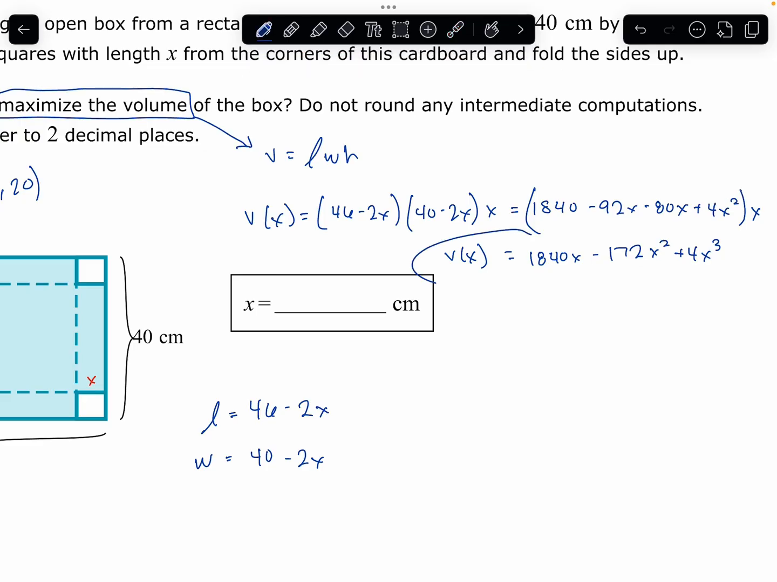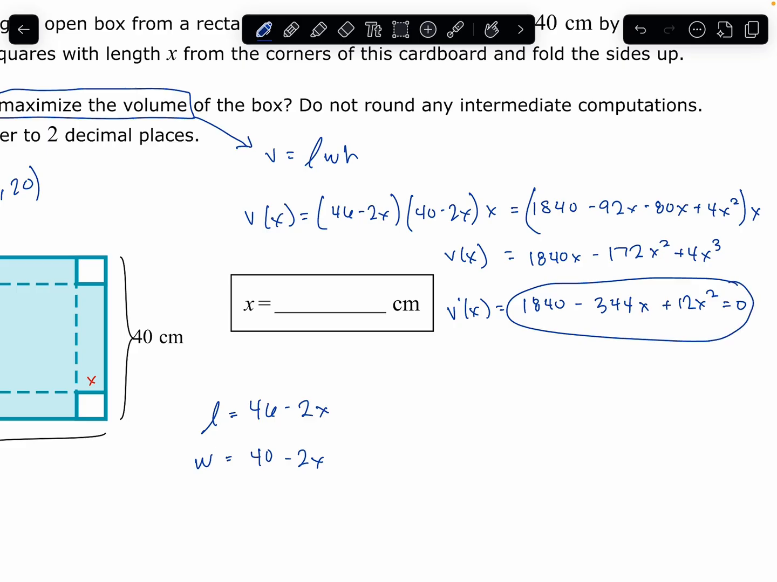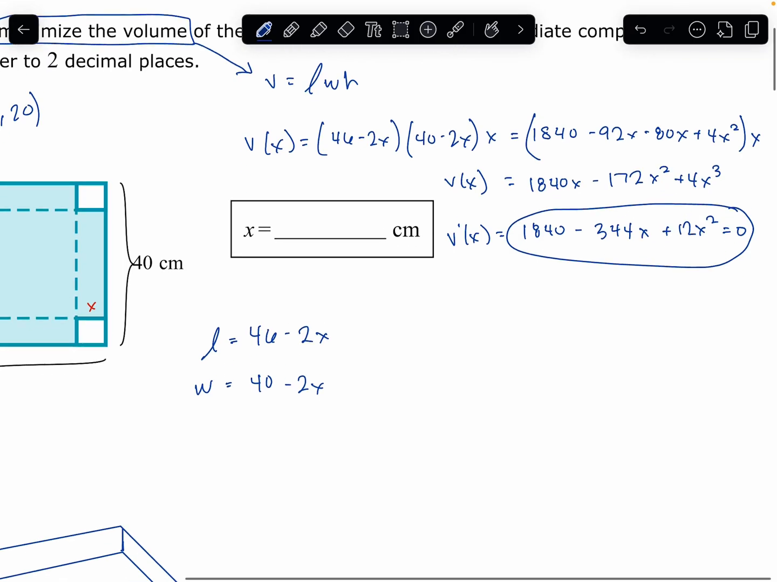So how do I find the maximum volume? We're going to use calculus. So we're going to find the derivative. So v prime of x is going to be equal to 1840 minus 172 times 2, which is 344x plus 12x squared. Yep, just like that. Okay, and then what we're going to do is set this equal to 0 and solve for when the derivative is 0, and that's where we're going to find its maximum. Now, you are going to have to use the quadratic formula.